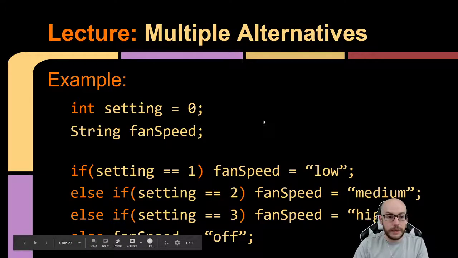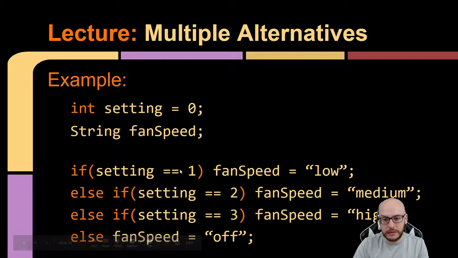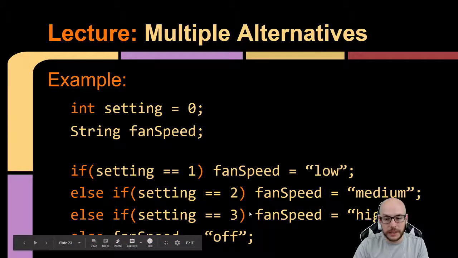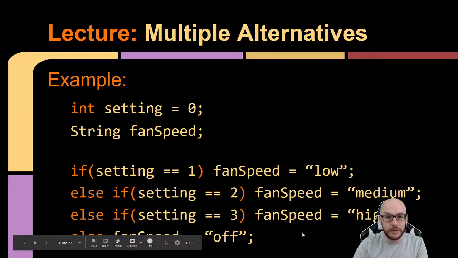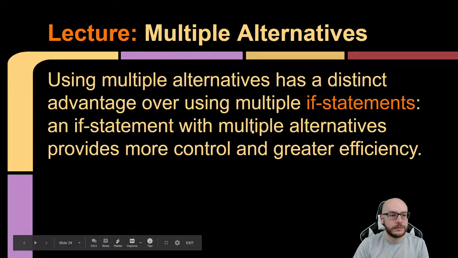If our fan speed setting is 0, I would ask, is 0 equal to 1? Well, no, I would skip that body. Is 0 equal to 2? False. I would skip that body. Is 0 equal to 3? That's false. I'd skip that. We'd ultimately hit this else, where we would set it to off. Notice there's no condition here on the final else. That happens if all else fails.